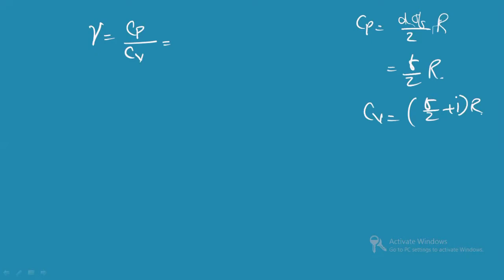Okay. So if you take the ratio, then you will get Cp by Cv equals 1 plus 2 by F. Okay. Now you see, if you calculate the value of gamma for monoatomic, diatomic and triatomic. So first of all, what will we write?